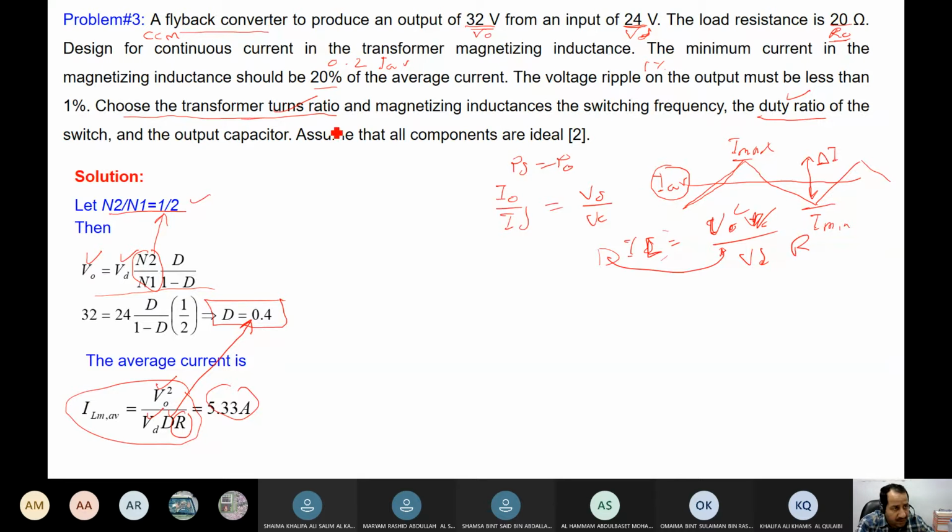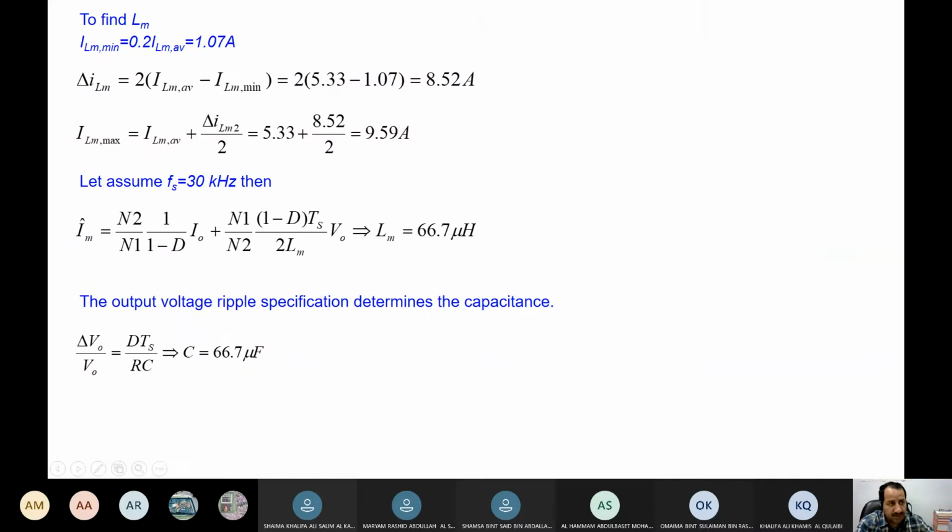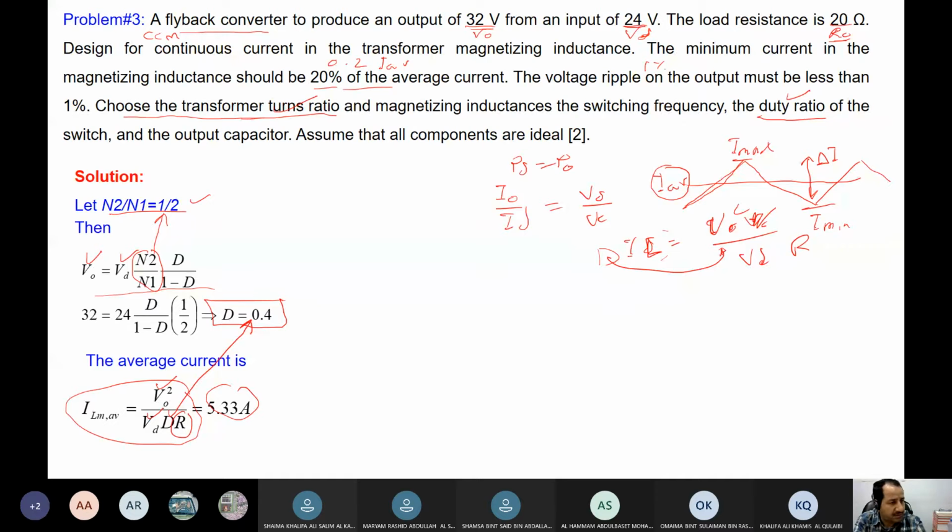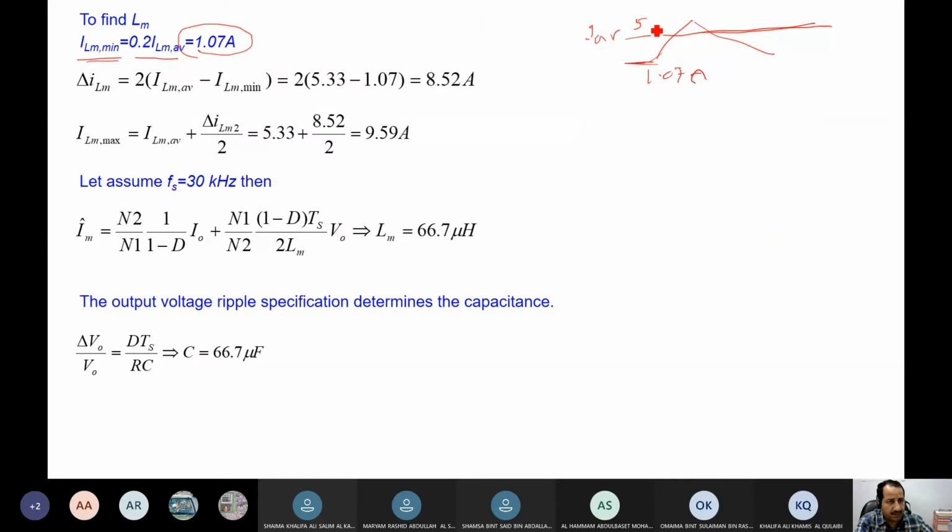He told me, as you can see here, 0.2 of the average value. He told me that IL minimum should be 0.2 the average value. So I multiply 0.2 by the average value I just calculated. I got minimum. Now have a look again here. Let me plot it here. This one is 1.07 amp. This one is the I average, let me take it from the other, okay, 5.33. Okay, this is I minimum.